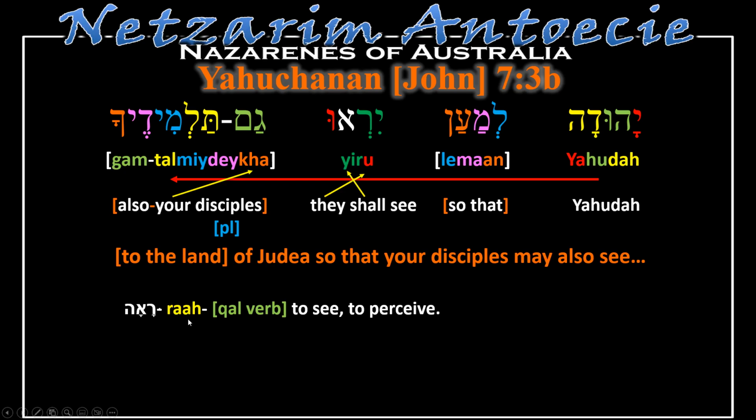And we have ra'ah, which is a kal verb, to see, to perceive. And of course, that's the root of this word here, yir'u. But in its normal form, it's had a hey dropped off, so that it's ra'ah, kal verb. So now we can read that.